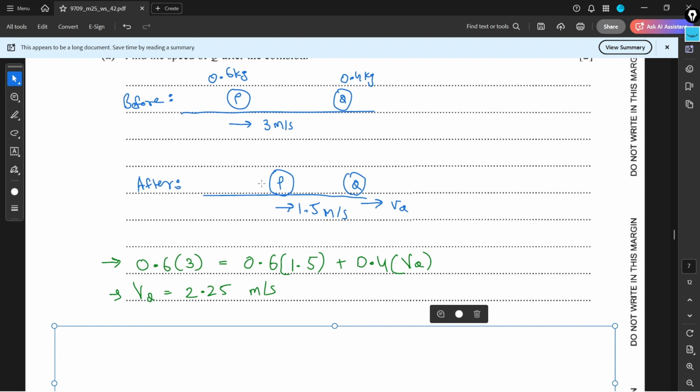And for the after part, it's going to be 0.6 into 1.5 plus 0.4, that is the mass of particle Q, into its speed, which we are trying to find. And if you solve this, you get the value of the velocity of particle Q just after the collision. Its velocity is going to be 2.25 meters per second. That is how we solve the first part.